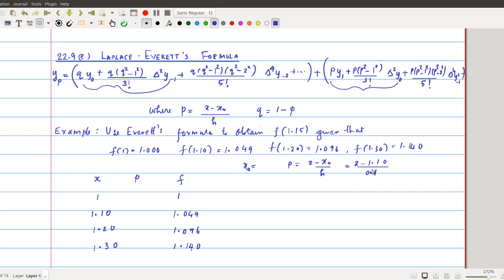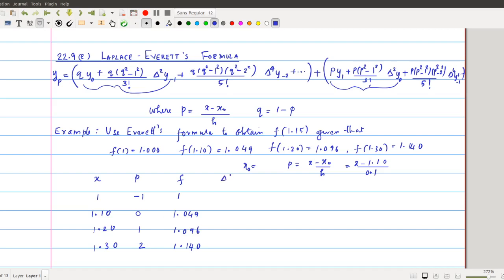Now this is our x value, so using this, this is our p value. Using this p, you can evaluate q by 1 minus p. So first of all, we evaluate this p. Our x naught is equal to this, so we write p is equal to 0 here, and here we have minus 1, 1, and this is 2. So these are the p values. Let's complete the table.